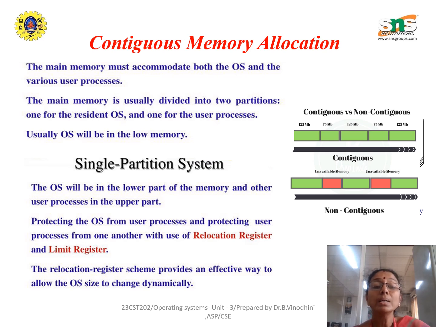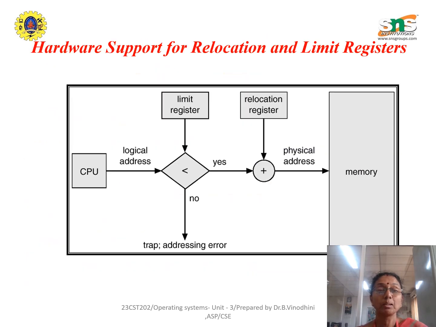We have different types of partition methods, that is, single partition, variable size partitions and multiple partitions. In single partition, only one process and the operating system space are allocated in the physical memory. The physical memory address is assigned in terms of the relocation register and limit register. Based upon that address, the physical address is assigned for the given page.